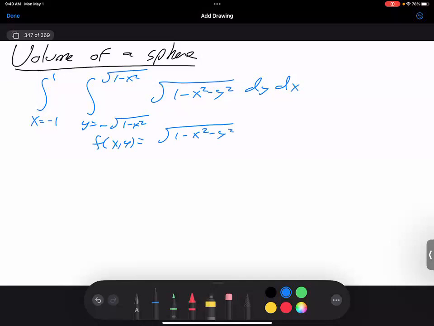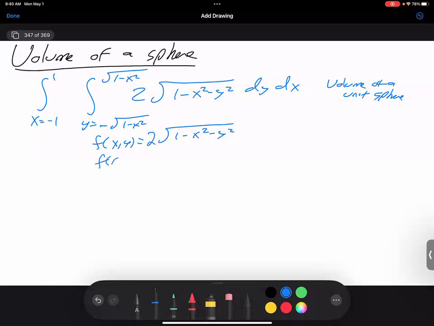Do you want to calculate the volume of a sphere or a hemisphere? What do people want to do, sphere or hemisphere? Sphere. So I should multiply this by what? So if I multiply by 2, I now get the volume of a sphere. So this is the volume of a unit sphere. So f of xy is 2 times the square root.